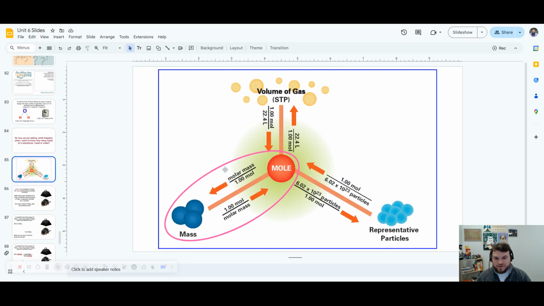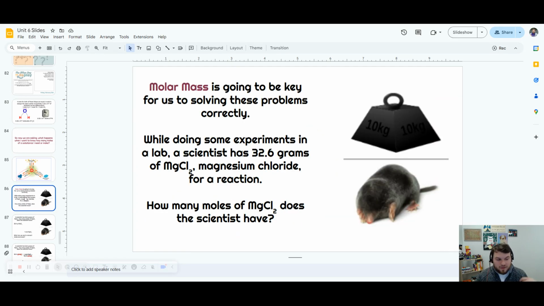The way we're going to do this is we're going to use molar mass to relate moles and mass, because the molar mass uses both of those units. Molar mass is grams per mole. So if we want to find the number of moles in a certain mass of a substance, we can use the molar mass to help us do that. Let's look at an example before we try a couple on our own. The molar mass is going to be key in solving these problems.